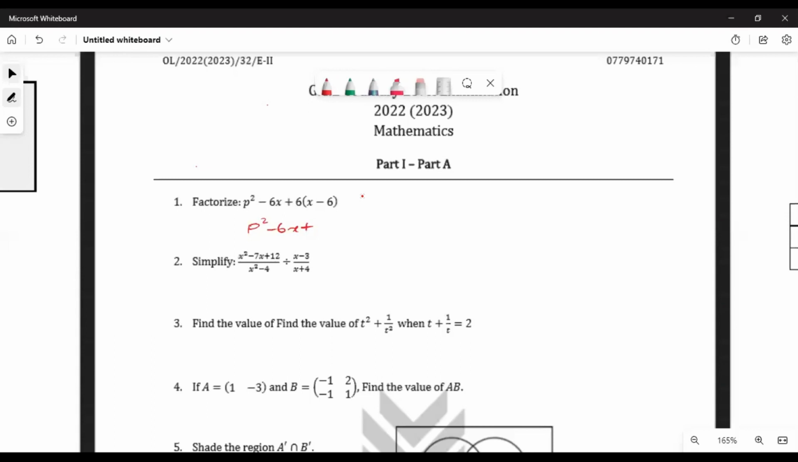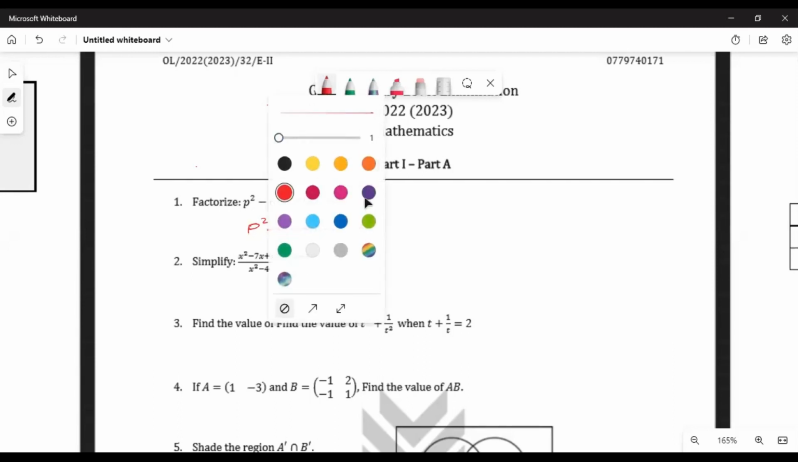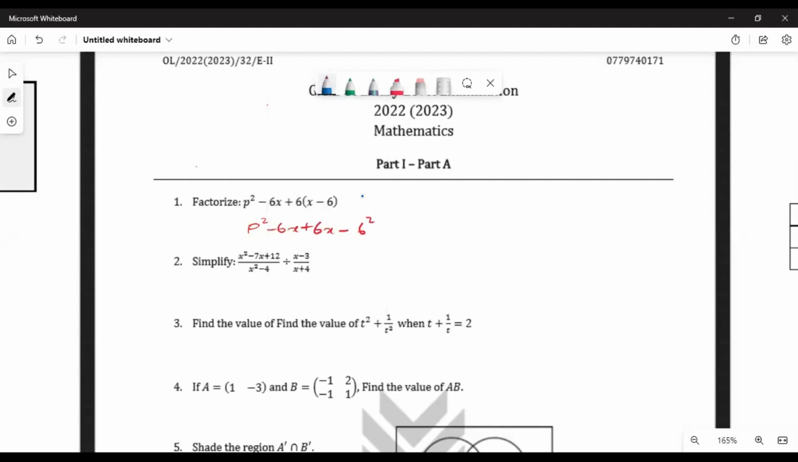Always remember, when you remove the brackets, please be very conscious about the signs. If you make any errors in the signs, guys, then you will not get the correct answer. Here, plus into plus equals to plus, 6 into x, 6x. Plus into minus equals to minus, 6 into 6. If you want, you can write it as 36, but I'm going to write it as 6 square. No issues with that. Now I can see minus 6x plus 6x. I can cancel. So we have p square minus 6 square.